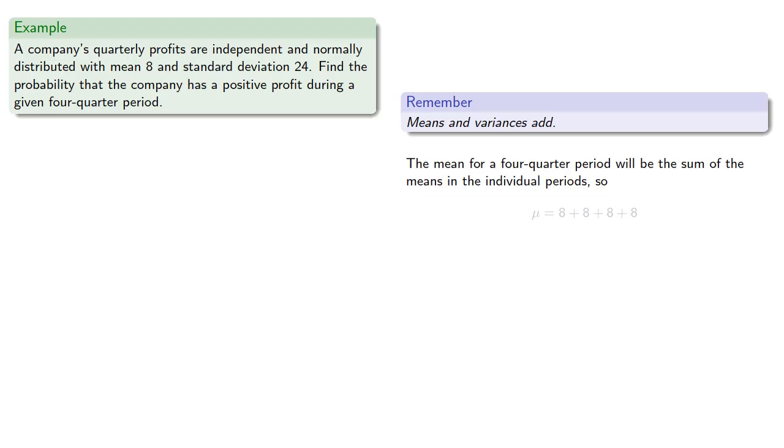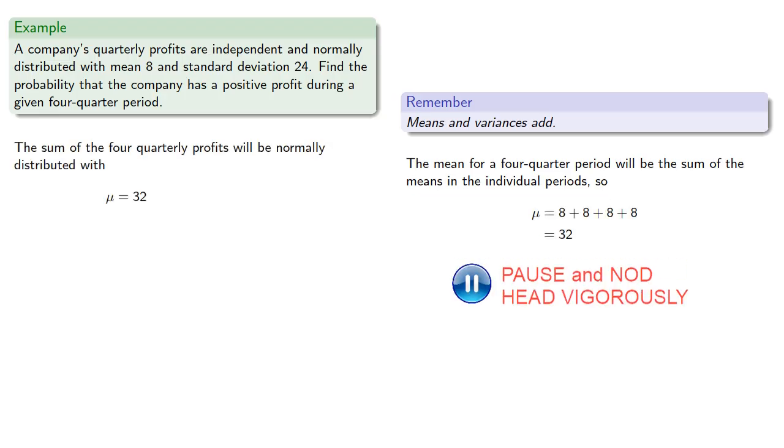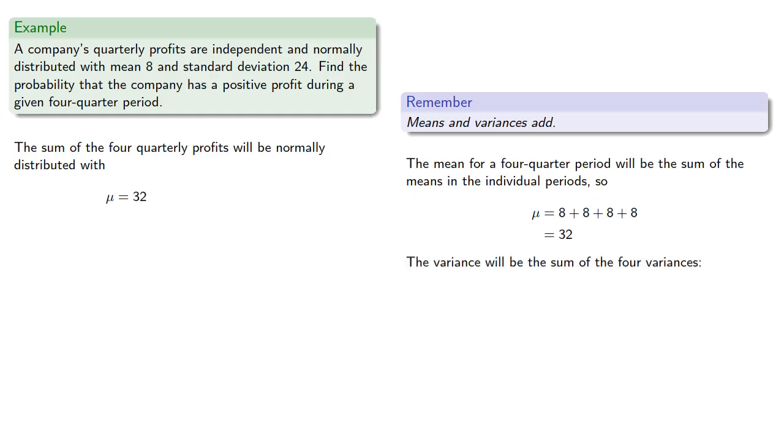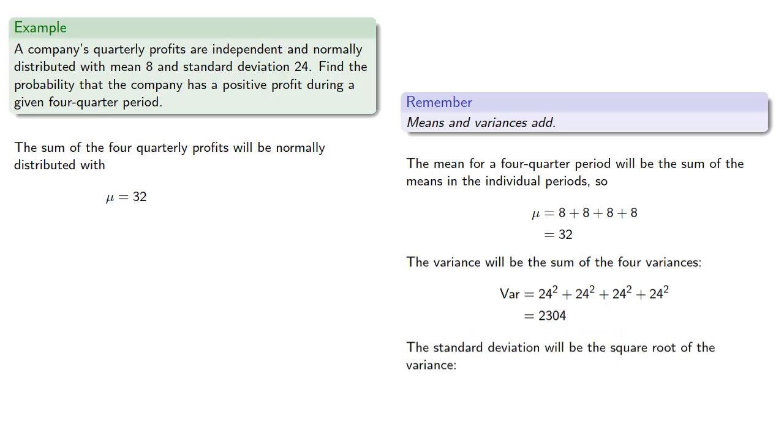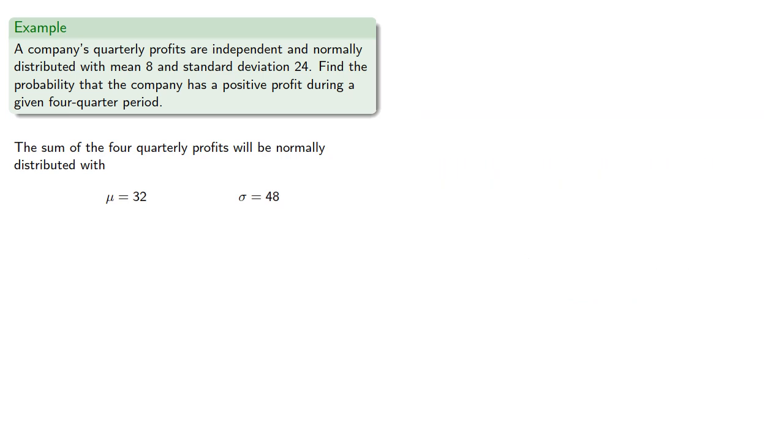And so our mean is the sum of the 4 means. The variance will be the sum of the 4 variances. So remember, the variance is the square of the standard deviation, and so the variance will be as computed, and the standard deviation will be the square root, which will be as computed. And so the sum of the 4 quarterly profits will be normally distributed with that mean and standard deviation.